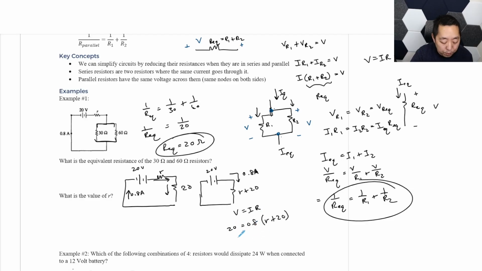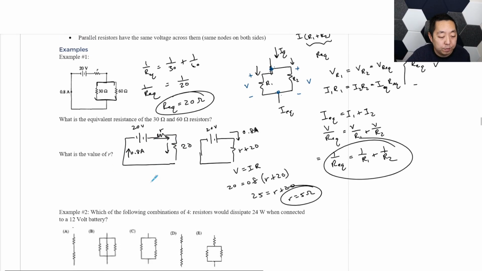Okay, so you can divide by 0.8. 20 divided by 0.8 gives me 25, which is equal to R plus 20, so R has to equal 5 ohms. So that's a little bit easier if you can collapse them than doing Kirchhoff's current loop or voltage loop. We just collapse all the resistors when we can.